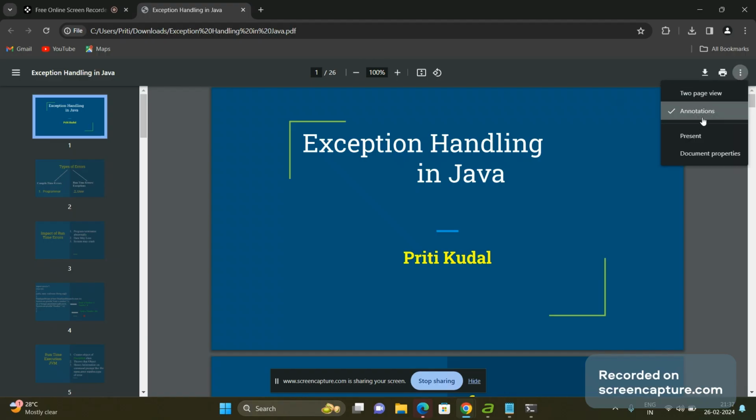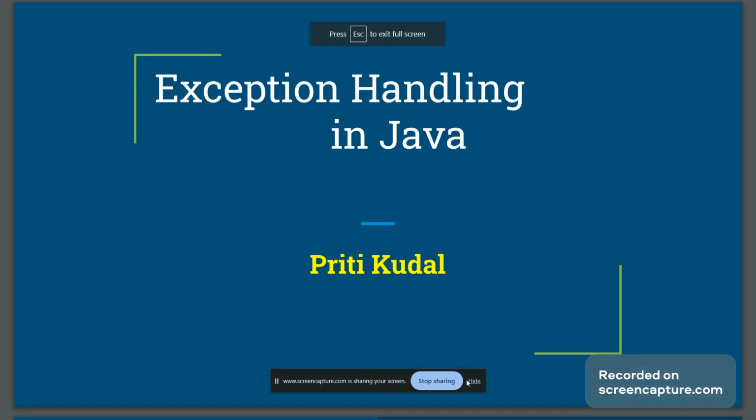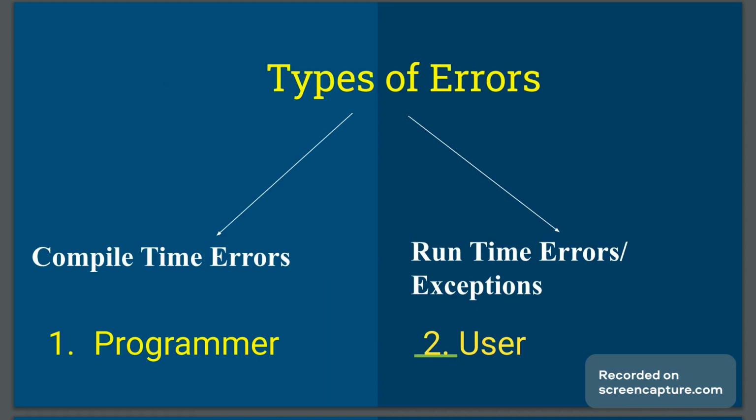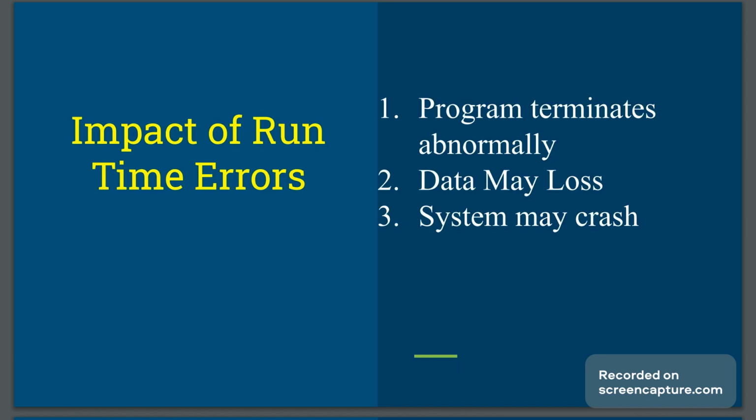Welcome. In the previous session, we have seen errors and types of errors in Java, and the impact of compile time error and runtime error in Java. In this session, we will see how to handle exception in Java. The two types of error, which are mainly caused by the programmer and user, lead to different impacts.